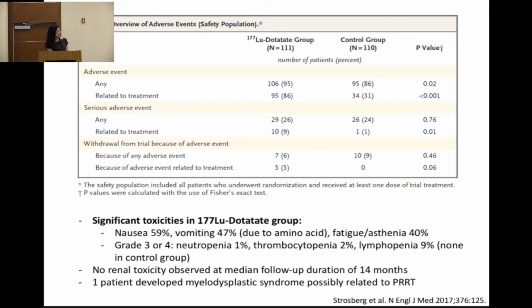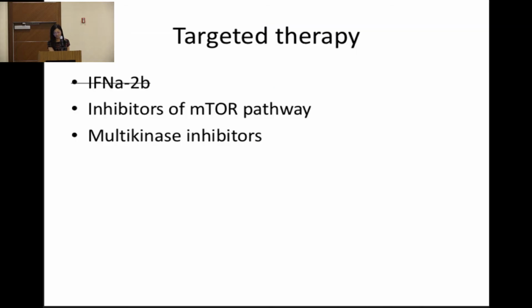And in terms of grade 3 and 4 toxicities, which are more significant, there's a potential risk for dropping the blood counts, and that did not happen in the control group, only in the PRRT group. In this study, they did not find any renal toxicity, and previous studies have shown that this treatment can lead to potential long-term risk of MDS and acute leukemia in 2% of patients. In this trial, 1 patient did develop MDS, or myelodysplastic syndrome, thought to be possibly related to PRRT.